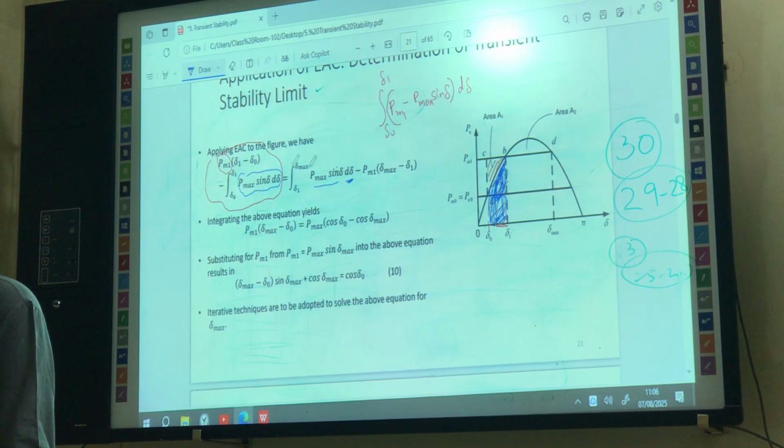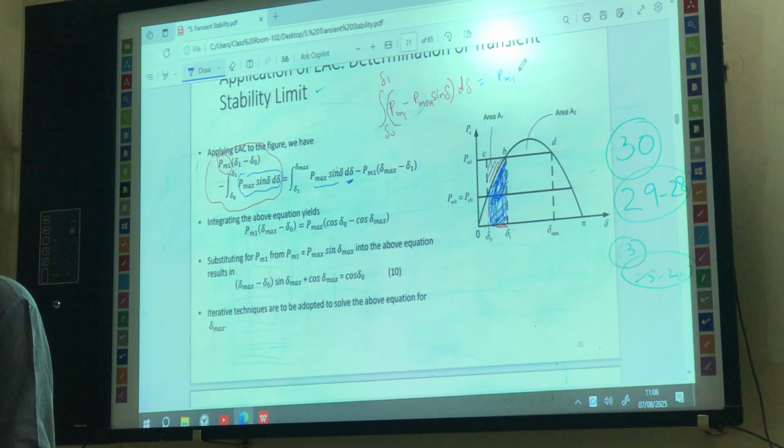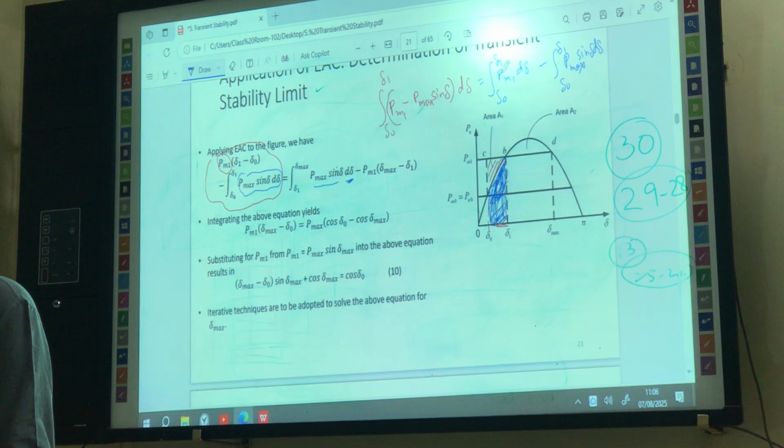Also from this line you will get the same thing. How? We can separate it, right? It will be the integral of Pm1 d delta from delta naught to delta 1, minus this thing, Pmax sin delta d delta, right? So same limit. Look, what will you find here? After the integration, Pm1 is the constant one, right? You will get the delta. If you set the limit, it will be delta 1 minus delta 0, right? So you will get Pm1 times delta 1 minus delta 0.